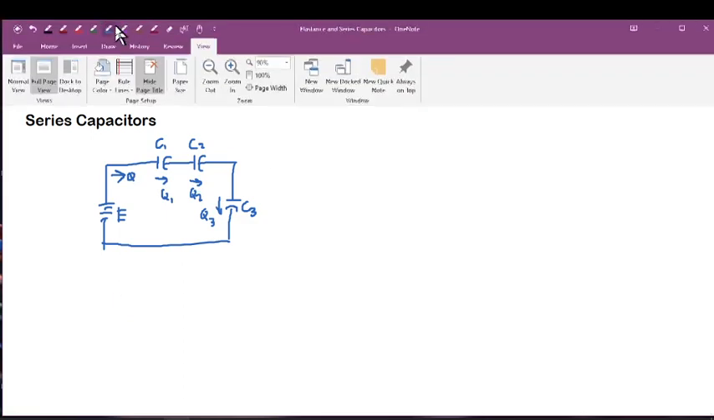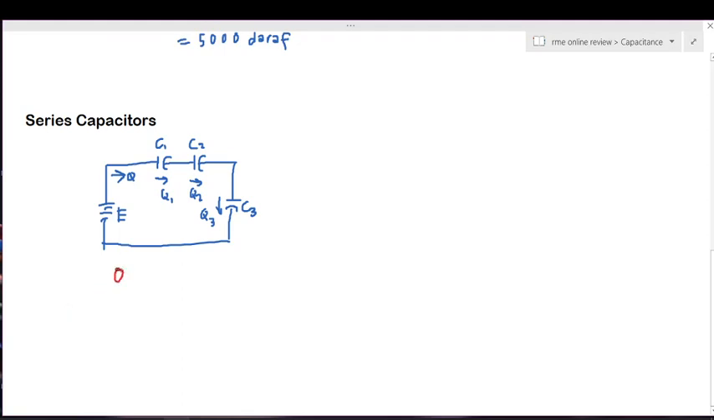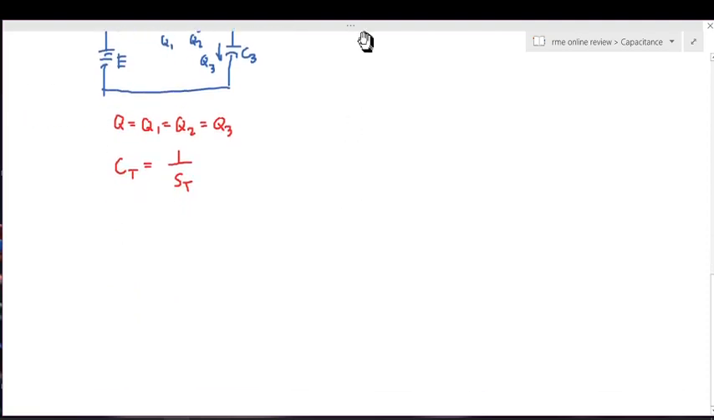So we could say that Q is equal to Q1 is equal to Q2 is equal to Q3. Then the total capacitance Ct is the reciprocal of the total elastance, wherein the total elastance of a series connected capacitor is the sum of the reciprocal of each capacitance.